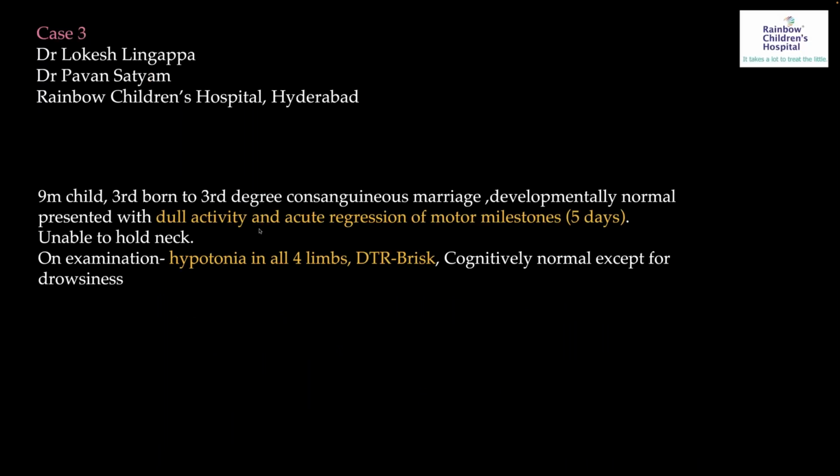Pawan? Yes. This is a 9-month-old child, third born. The other two children are fine, and born to a third-degree consanguineous marriage. The child was developmentally normal, presented with dull activity and acute regression of motor milestones following a febrile illness. The child is presently unable to hold the neck, and on examination there is hypotonia in all four limbs, and DTRs are quite brisk, and cognitively the child looks normal, except for increased drowsiness.